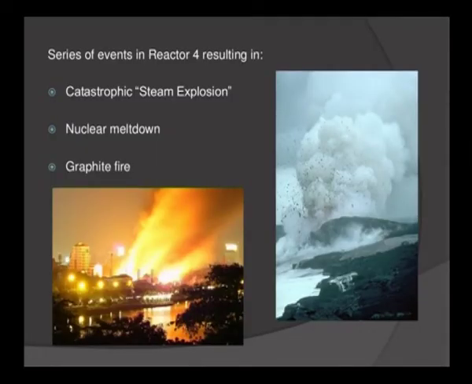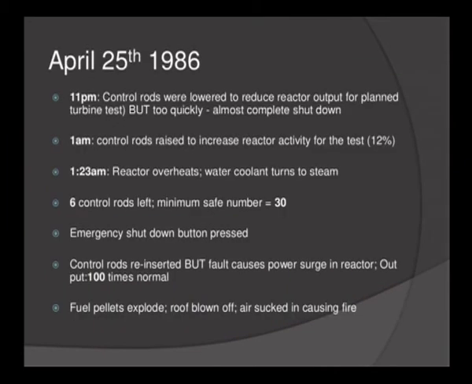2 additional reactors were under construction at the time of the accident. A series of events in reactor 4 resulted in a catastrophic steam explosion, nuclear meltdown and graphite fire. The whole incident started at 11 p.m., when the control rods were lowered to reduce reactor output for planned testing, but they were lowered too quickly and this led to an almost complete shutdown. At 1 a.m. the control rods were raised to increase the reactor activity for the test.